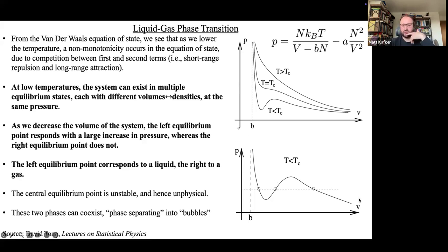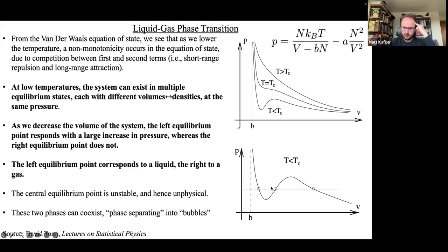What this means, if you look a little bit more closely, is that at a given temperature, when your system is in equilibrium, you can have multiple different equilibrium states at the same pressure, which is slightly surprising. And now there's a bit of a question as to what to make of these things.